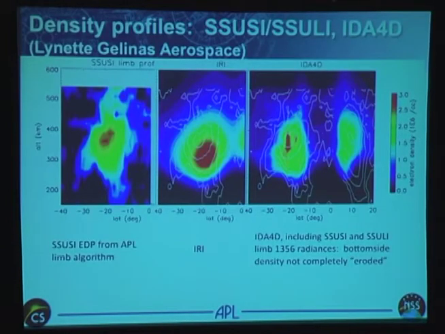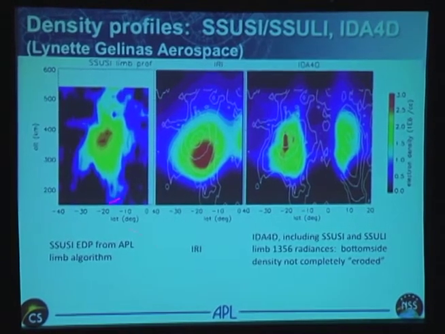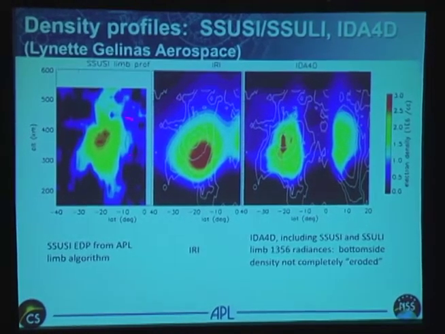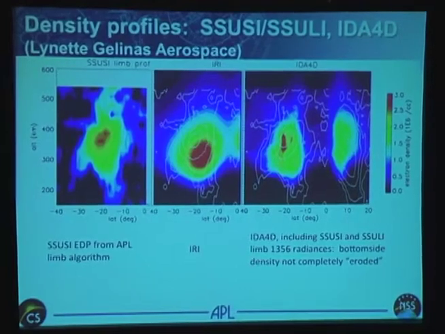Going down that same path, this is a fairly recent result where we've taken SSUSI and SSULI into IDA-4D. The SSUSI satellite on DMSP has the ability to recover its own electron density profiles through its own algorithm. This is what IRI says is going on at this time, and after you take in the data, this is what IDA-4D gets out, which, if you think of IDA-4D, is somewhere in between a global tomography algorithm and data assimilation.